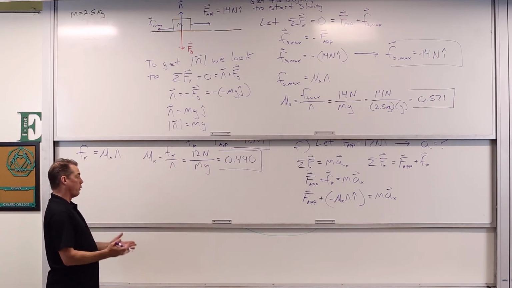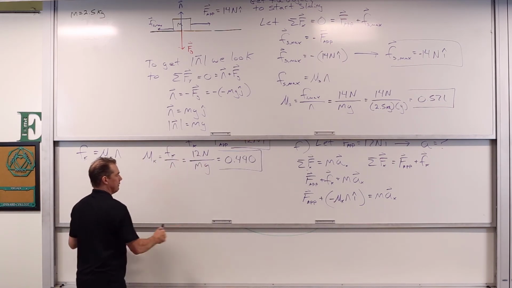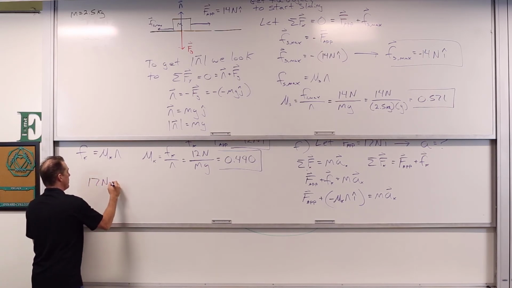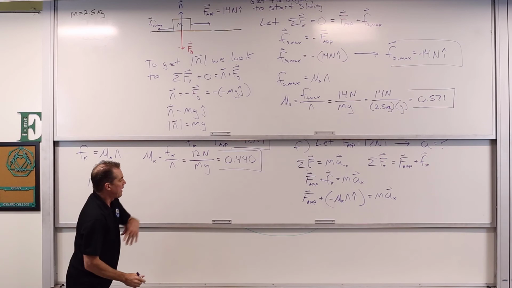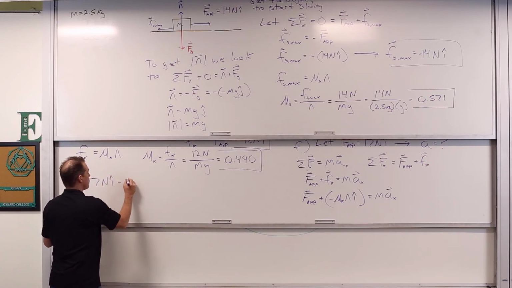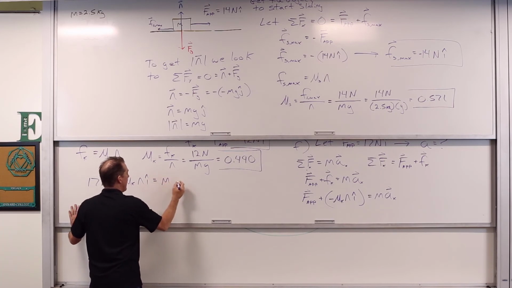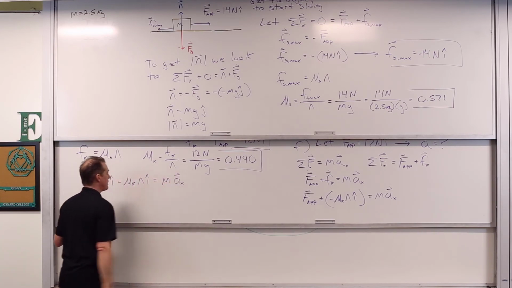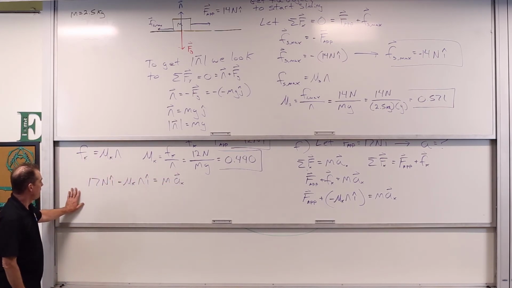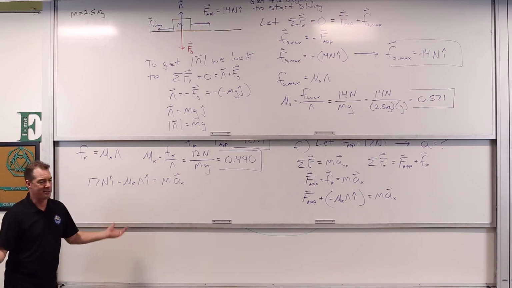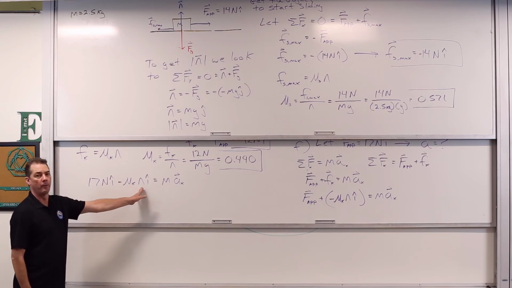So we can go further with this. I'll kind of move over here, get a little messy, but we've got ourselves F applied i-hat. Hey, that's 17 newtons i-hat. Now we've got 17 newtons i-hat minus mu k n i-hat is equal to m a sub x i-hat. And then it's a matter of, well, what's mu k, n, and m? We know what m is. That's just 2.5 kilograms. What's the normal force?